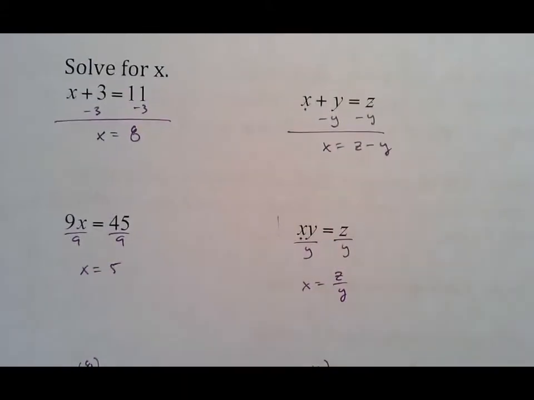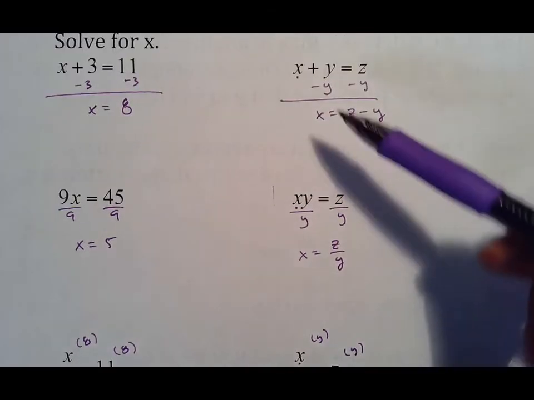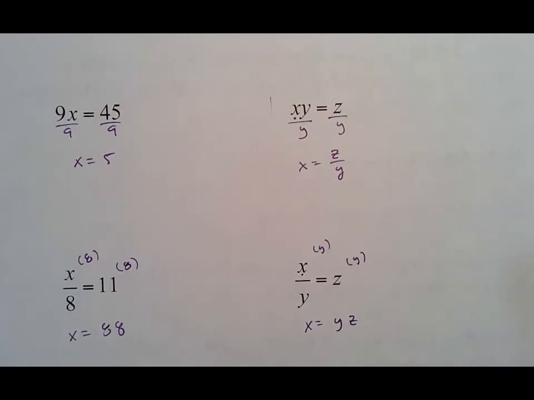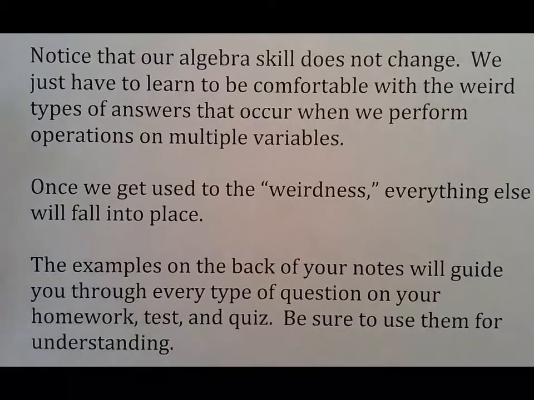So this represents the three decisions you are going to make. Hopefully you copy these three things down, at least these three things, because those are the decisions you're going to make throughout the whole part. Just like I said, solving is a game where you make, I think, five basic decisions. Those are your main decisions you're going to make today. So notice that your algebra does not change. You just have to learn to be comfortable with weird answers that occur when you perform operations with multiple variables. Once you get used to the weirdness, everything else just falls into place.